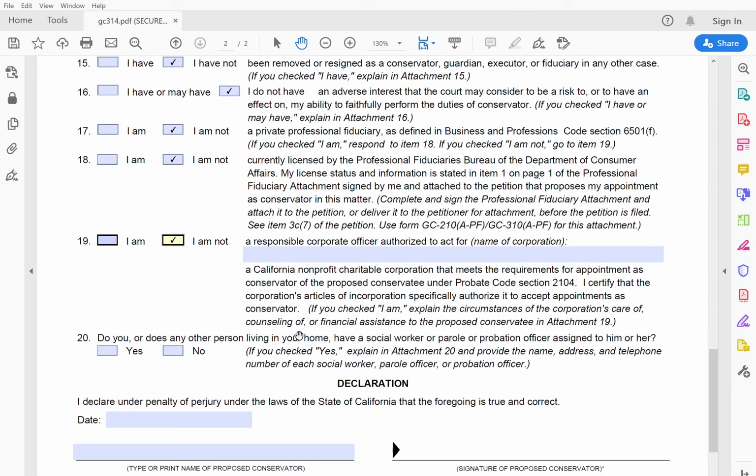Do you or does any other person living in your home have a social worker or a parole or probation officer assigned to him or her? Yes or no? This is a good opportunity for me to add: sometimes the court will ask that this background form be filled out for anyone who lives in the home with the proposed limited conservatee. So sometimes it's a good idea to just get that out there, or you might see it come up in the probate notes. Some courts require it, some don't. Worth a mention.